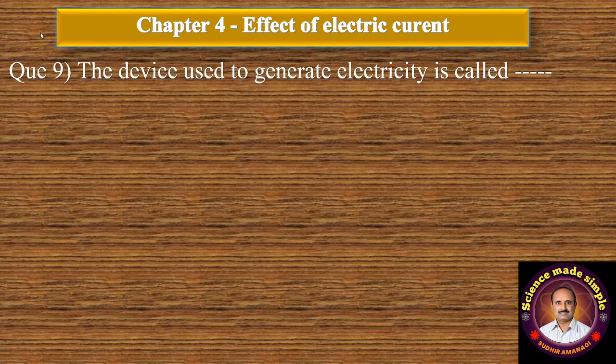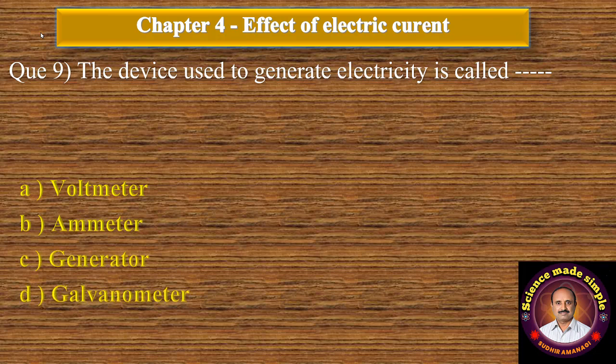Question number 9. The device used to generate electricity is called dash dash. Option A voltmeter, B option ammeter, C generator, and D galvanometer. Option C is the correct answer, generator.